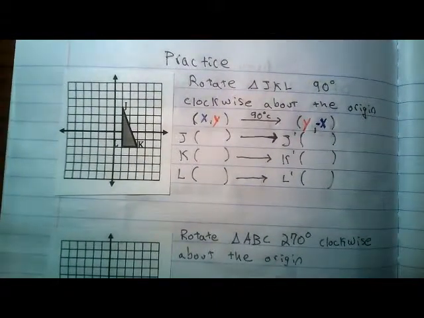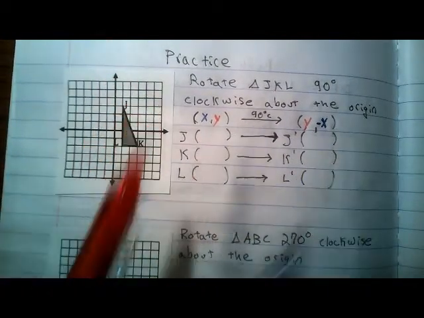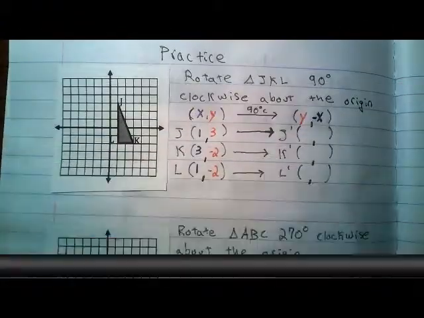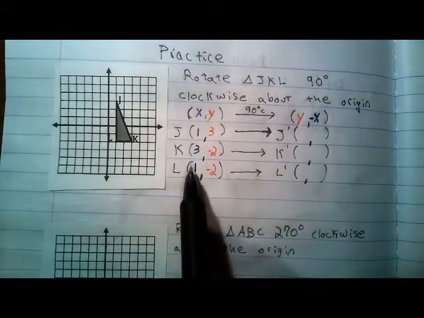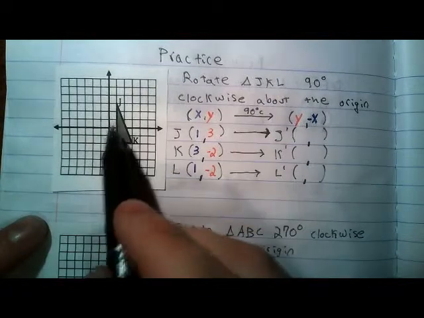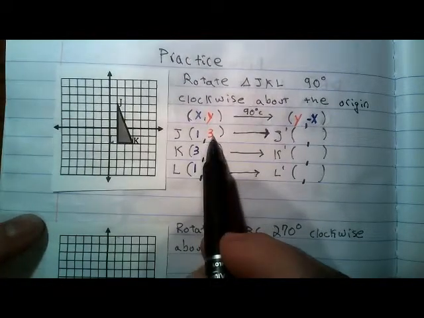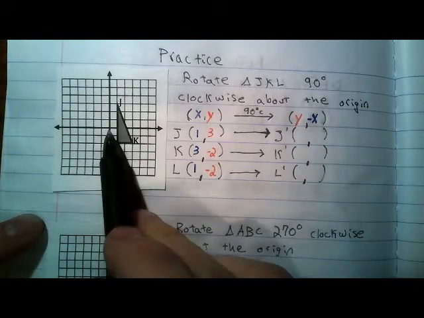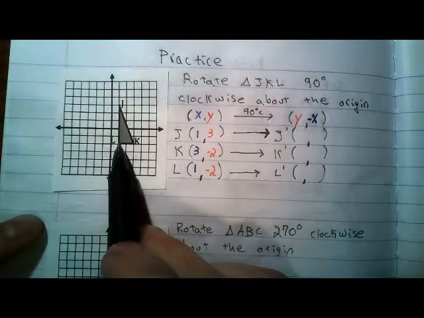And now we're going to write down the coordinates for J, K, and L using our colors. Okay, and we're going to write how those change. So I've written down in color the coordinates for J, K, and L. So J is at 1 on X, 3 on Y. So 1 in blue, 3 in red, 1, 3. K is at 3, negative 2. And L is at 1, negative 2.